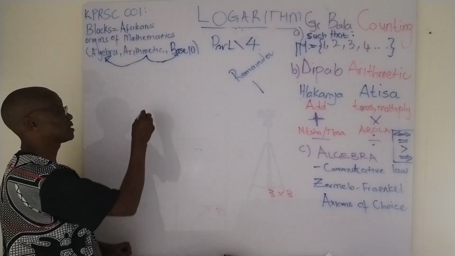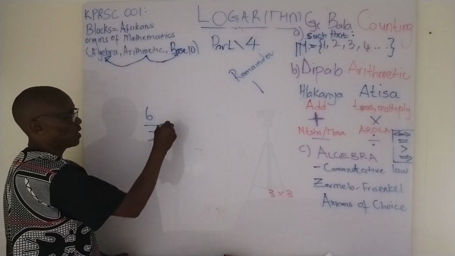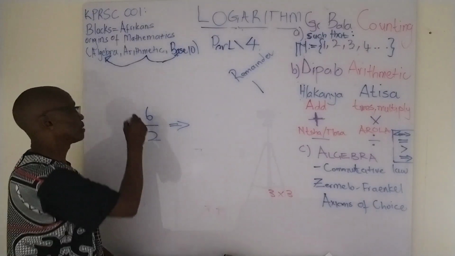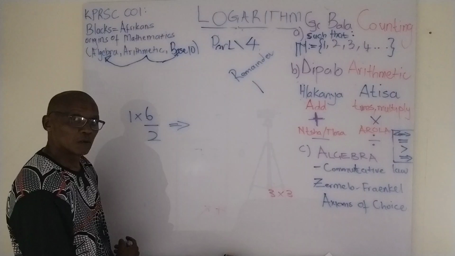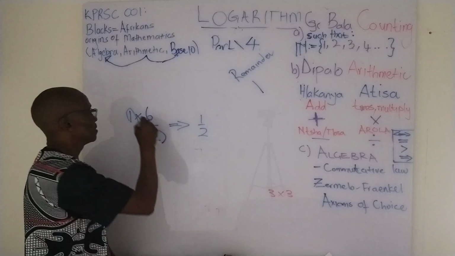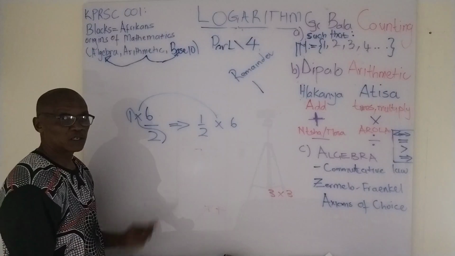I know I'm going fast because I've exceeded an hour. 6 divided by 2, I can also write it as, well, you see, I can bring the unitary law. But then I realized that, oh okay, this is half times 6. Now the division is gone.